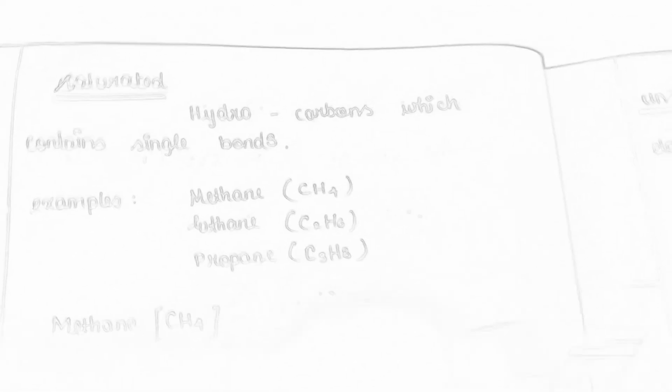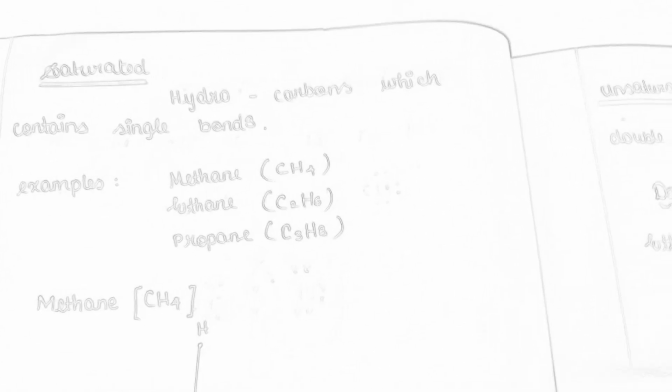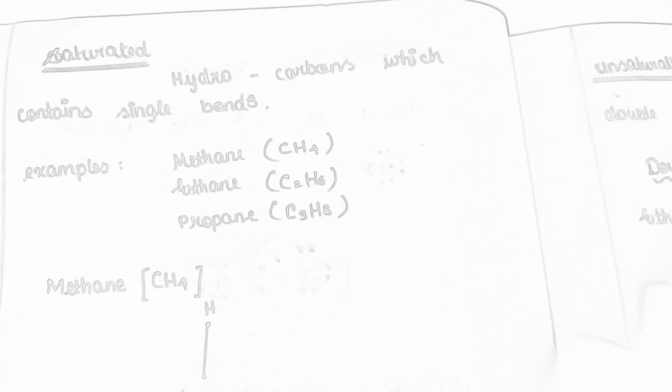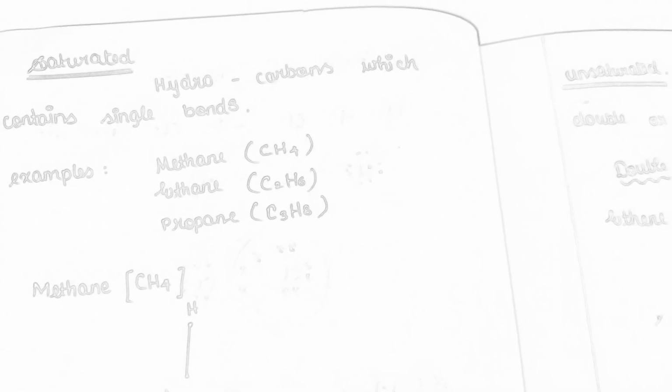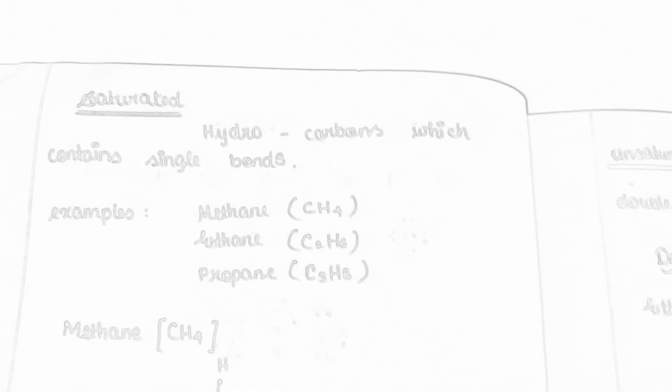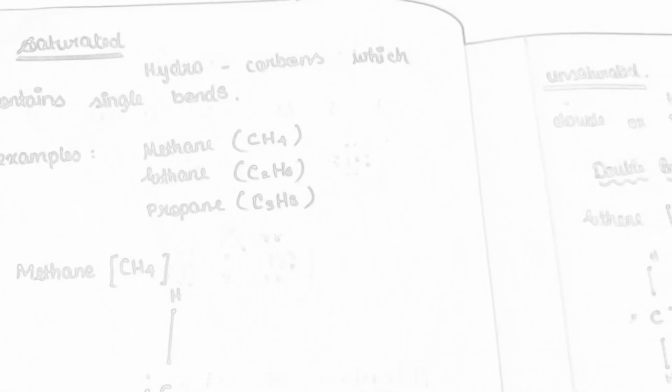Now we are going to see hydrocarbons, saturated and unsaturated. What do we mean by saturated? Hydrocarbons are compounds which contain hydrogen and carbon. Hydrocarbons which have only single bonds are called saturated hydrocarbons. For example, methane, ethane and propane. We can see them one by one. First methane: CH4, as I have already explained. Now ethane, which is C2H6.